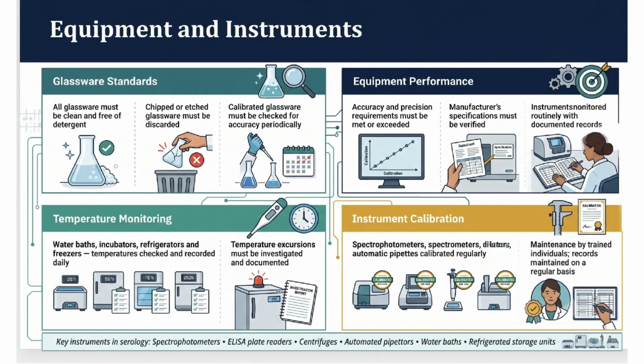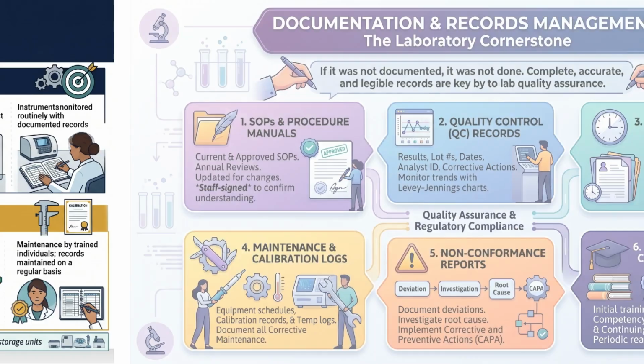Equipment must be properly maintained and calibrated. In serology, equipment may include pipettes, centrifuges, incubators, refrigerators, freezers, washers, and readers. For example, if a pipette gives the wrong volume, the test result may be affected. If a refrigerator temperature is not correct, reagents may become damaged. So equipment monitoring is an important part of quality assurance.